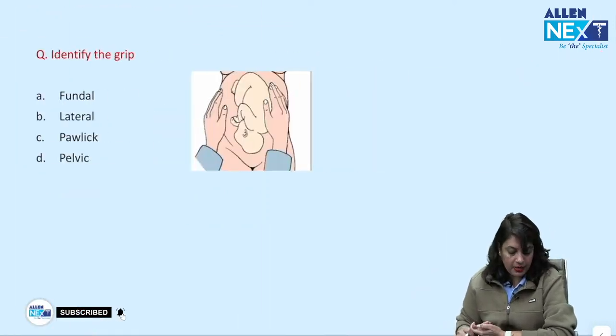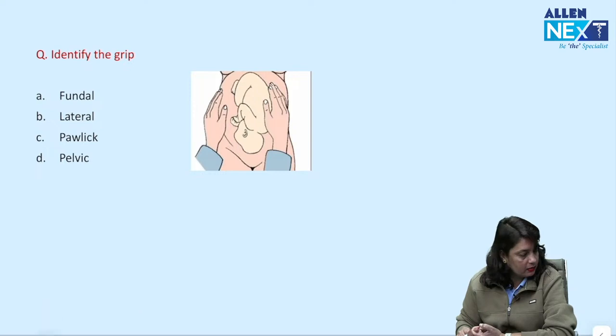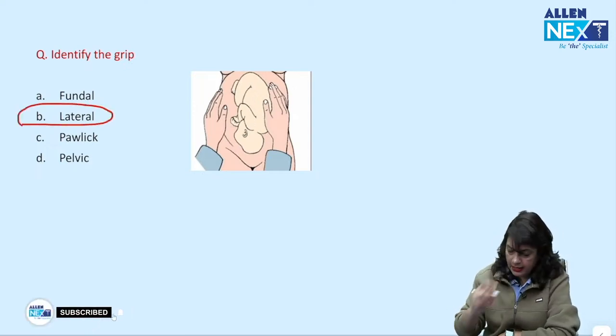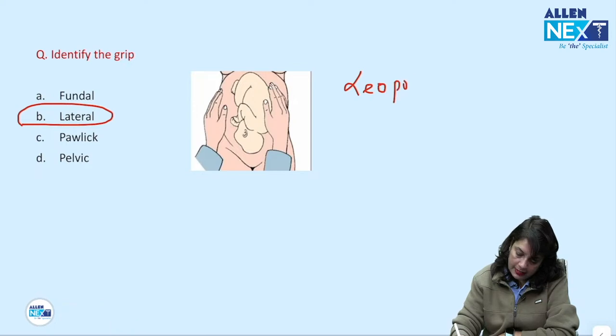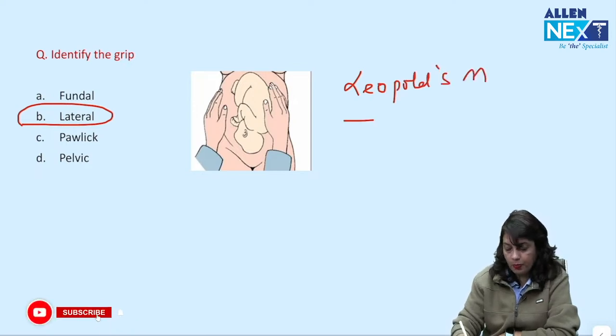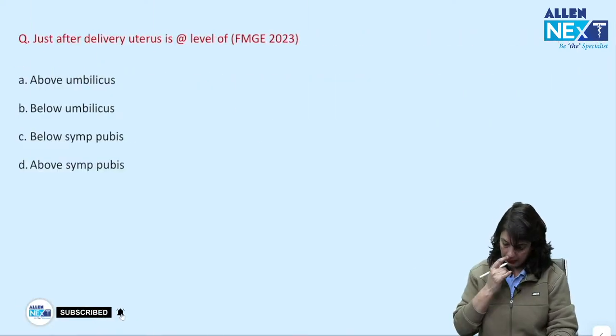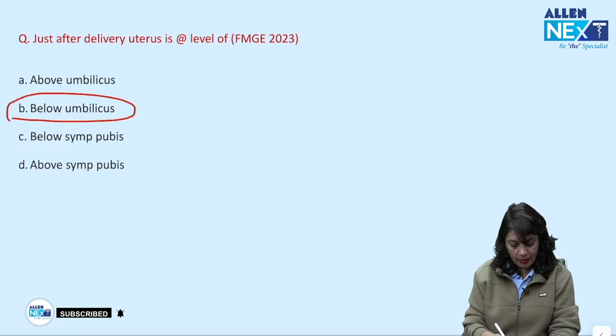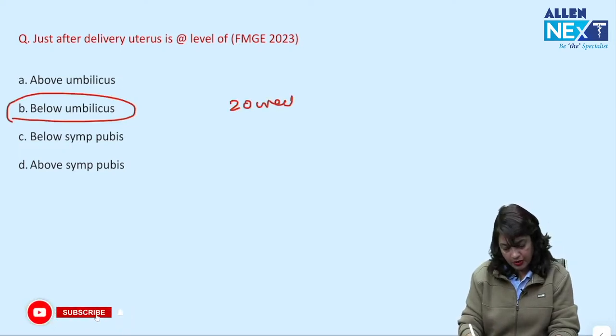Identify the grip: fundal, lateral, pawlik or pelvic. What's your answer? Yes, this is a lateral grip, and this maneuver where we apply these grips is Leopold's maneuver. Just after delivery, the uterus is at what level? It is just below the umbilicus, corresponding to 20 weeks.